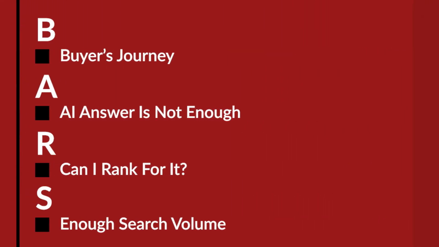We use a framework we refer to as BARS. Every piece of content that we plan checks 4 boxes. First, it's on your buyer's journey. This means that the person that is Googling this thing is someone that has a question that indicates that they may be a good customer for you.